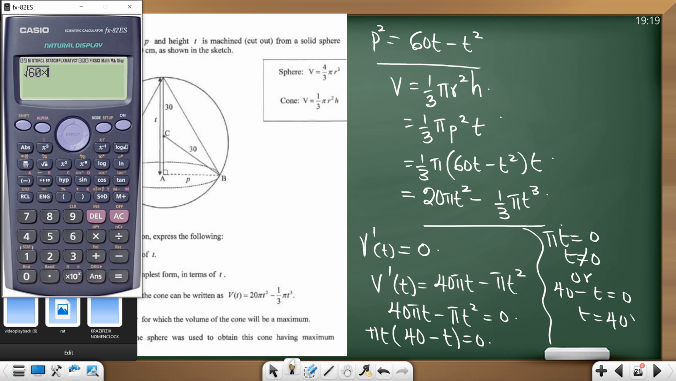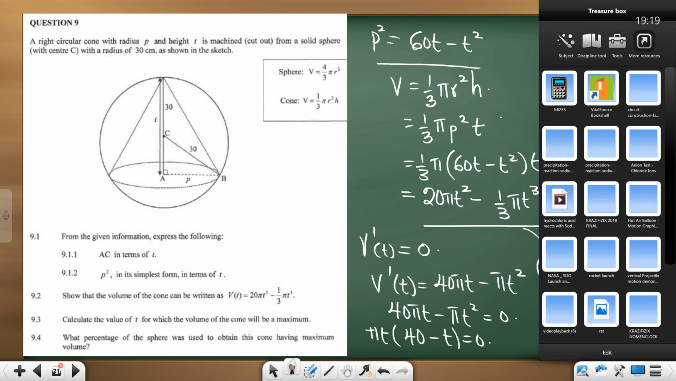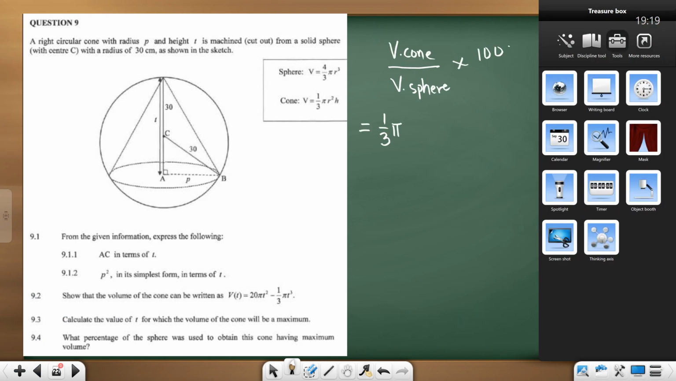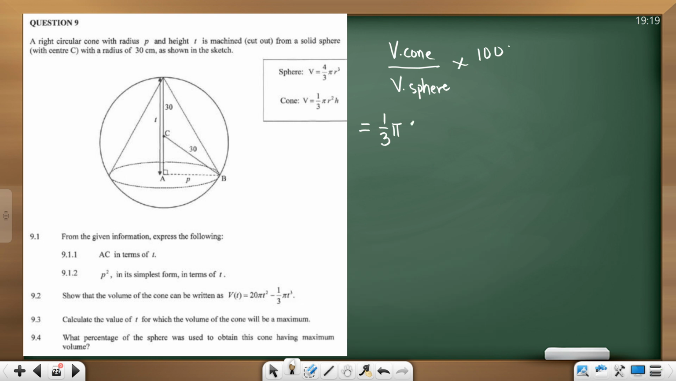Square root of 60 times, minus 40. That is our p. Do we agree? Root 2. Now, what is the height of the cone? The height of the cone is t, 40. Over, what is the volume of the sphere? 4 over 3 pi. Now, what is the radius of the sphere? 30.